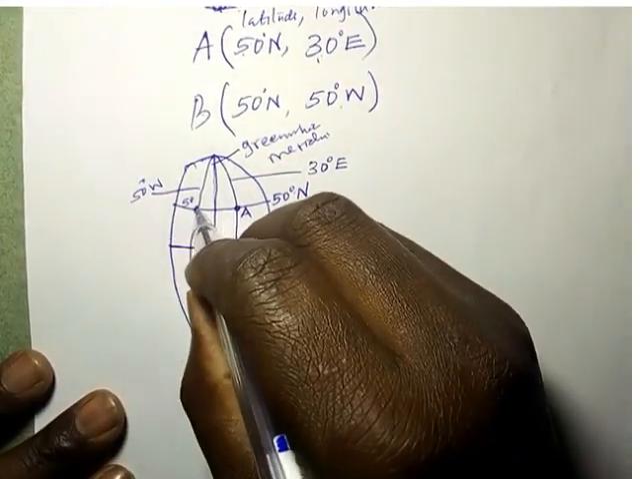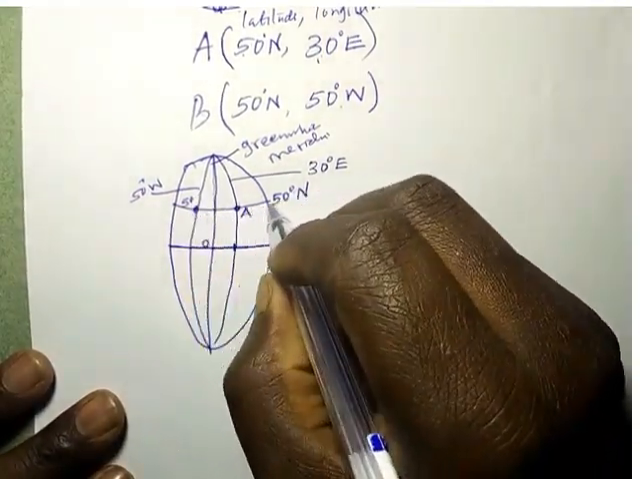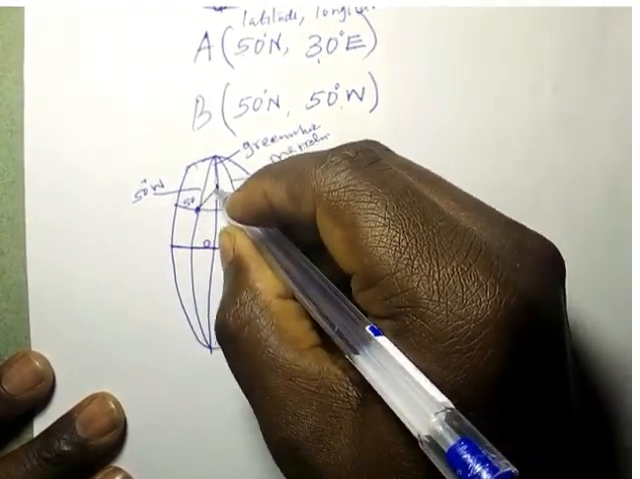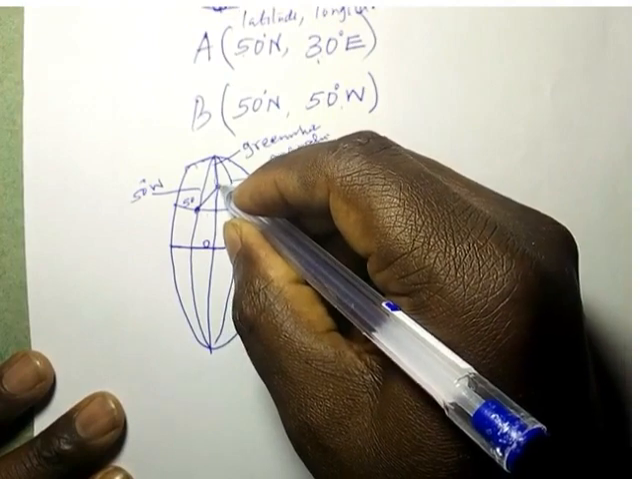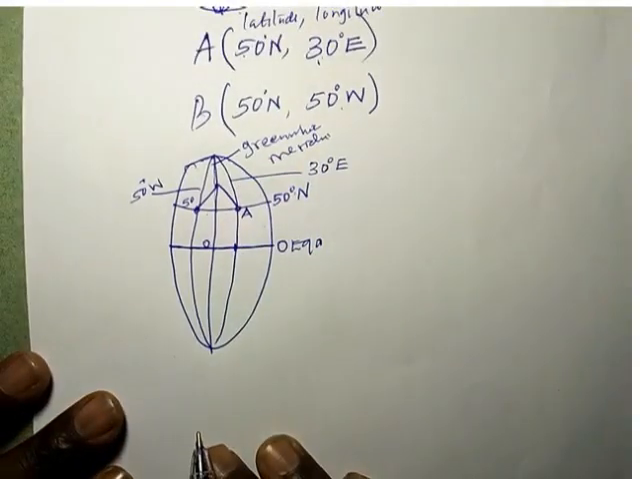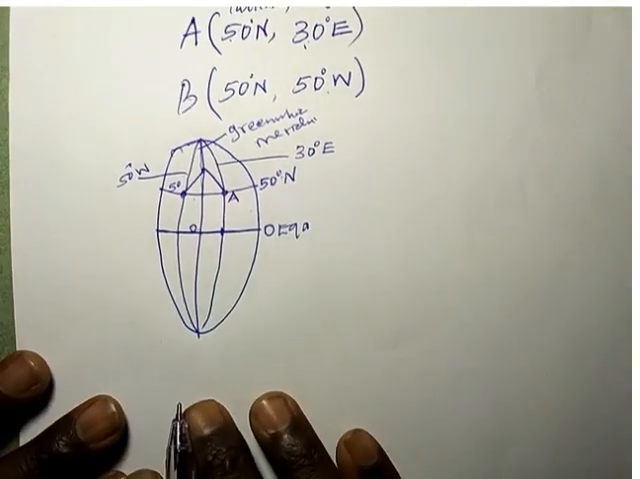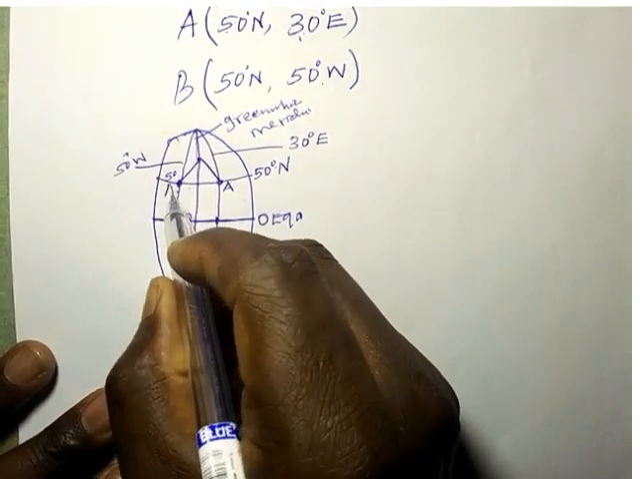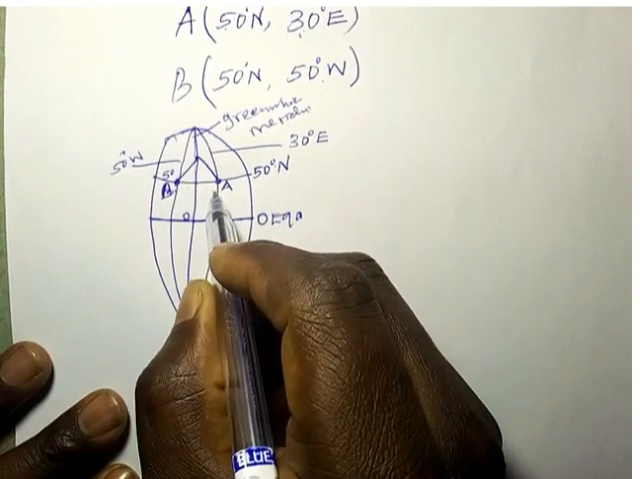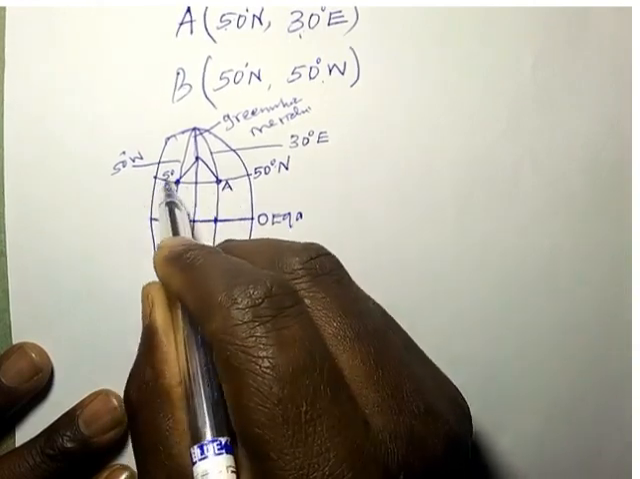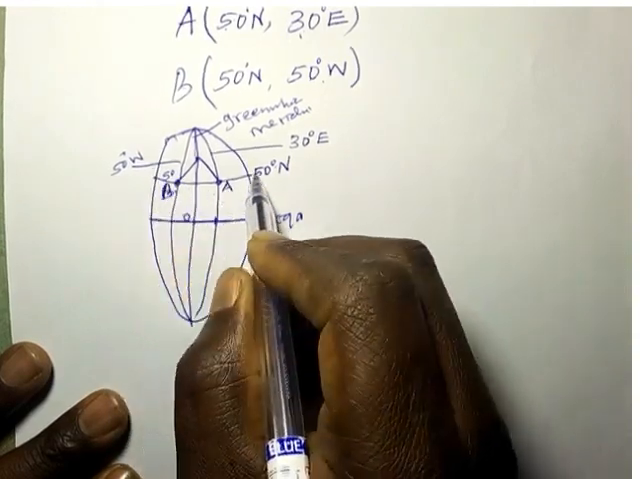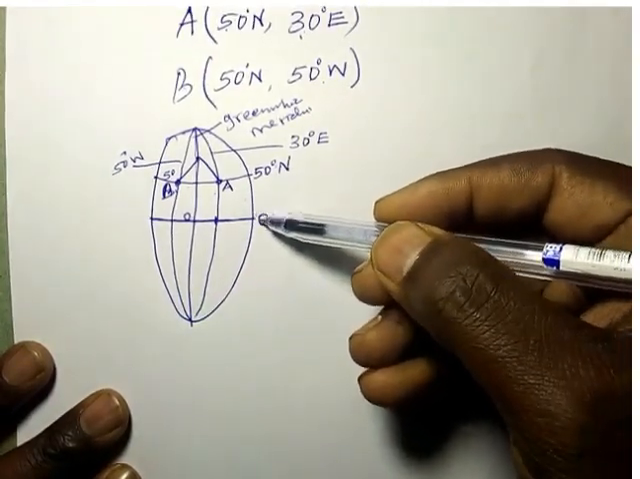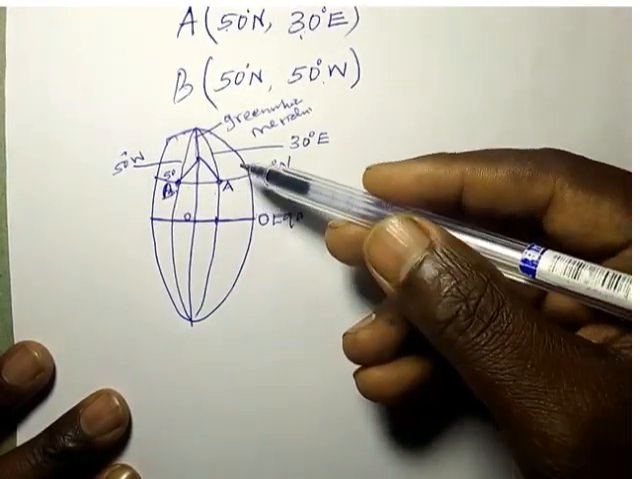Kwa sababu hii point A and point B ina lie on the small circle, center yao inakuwa hapa. This is where their center is. So let me draw a point along the great circle. So point A and B here, they are on a small circle. Small circle kwa nini? They are on latitude 50. All latitudes apart from the equator, they are small circles.